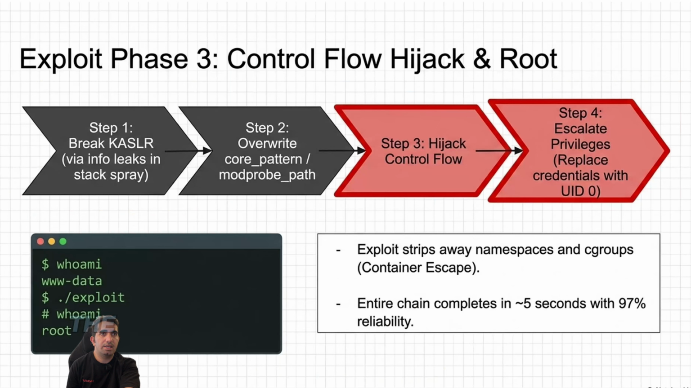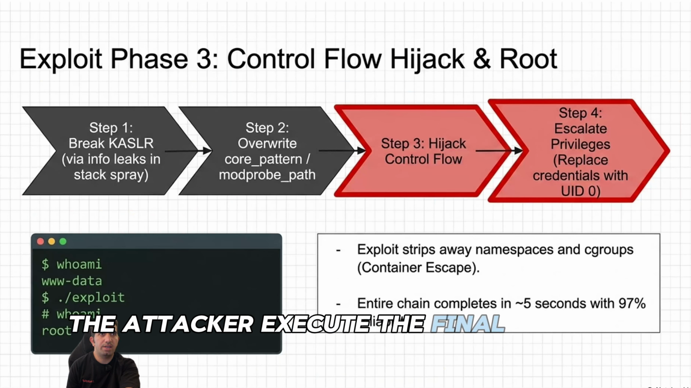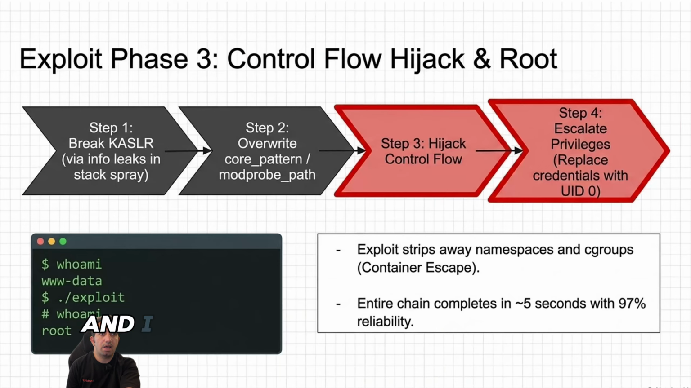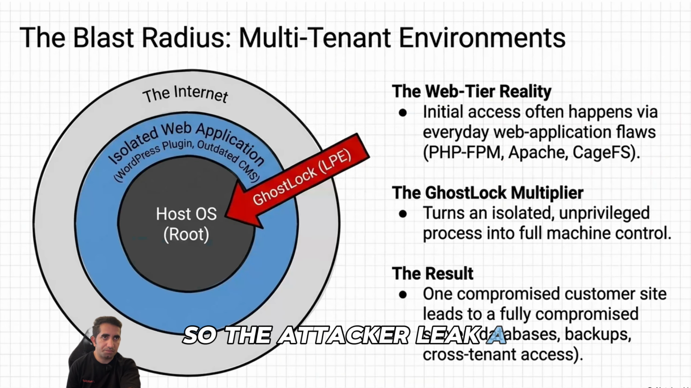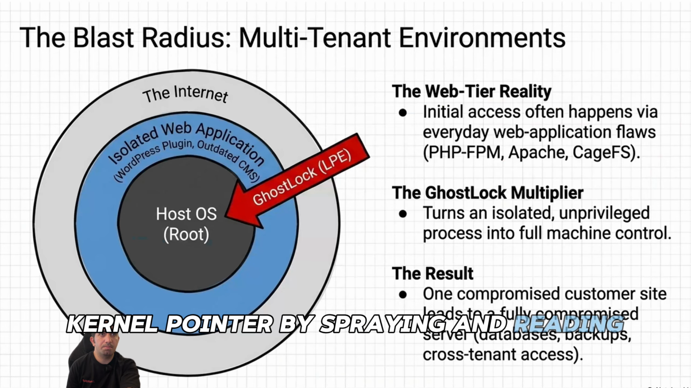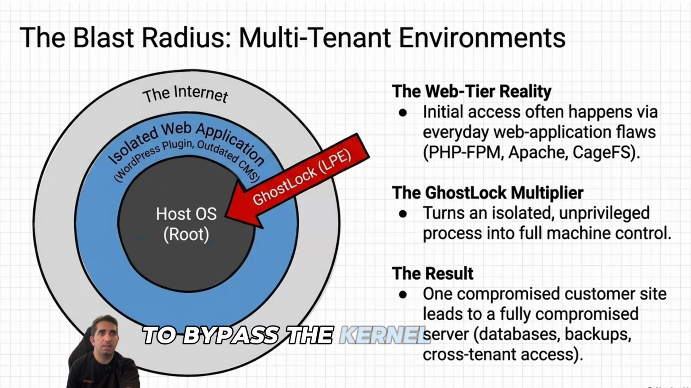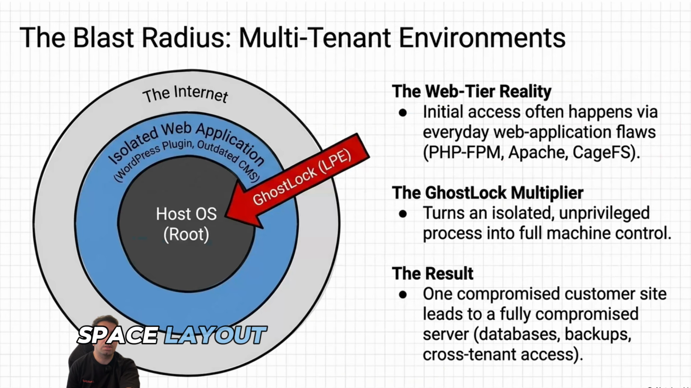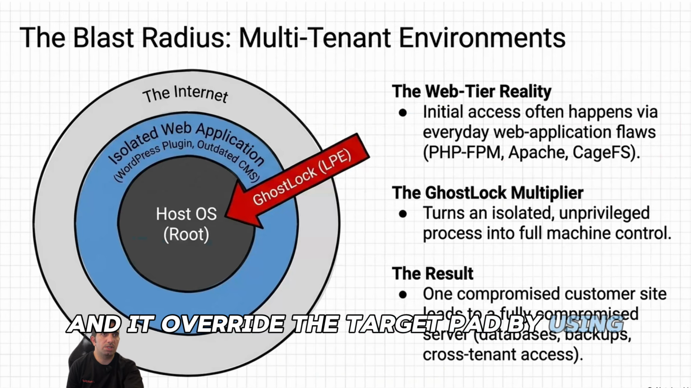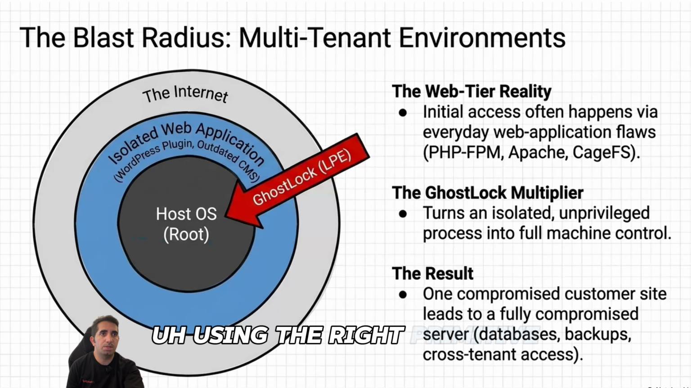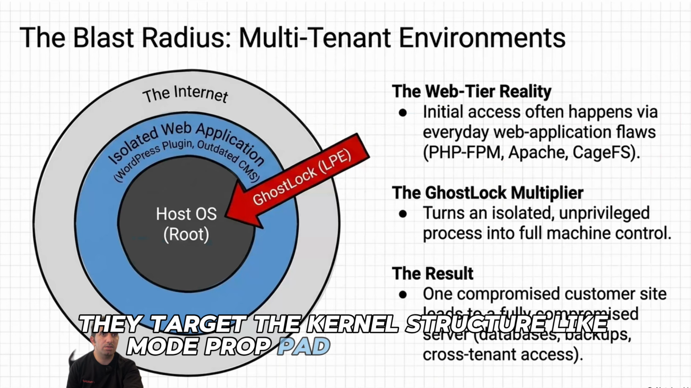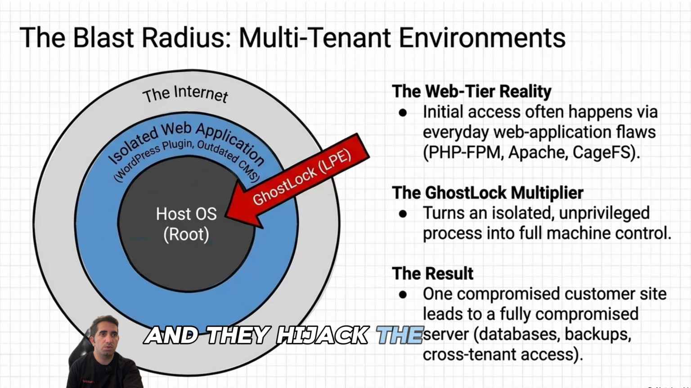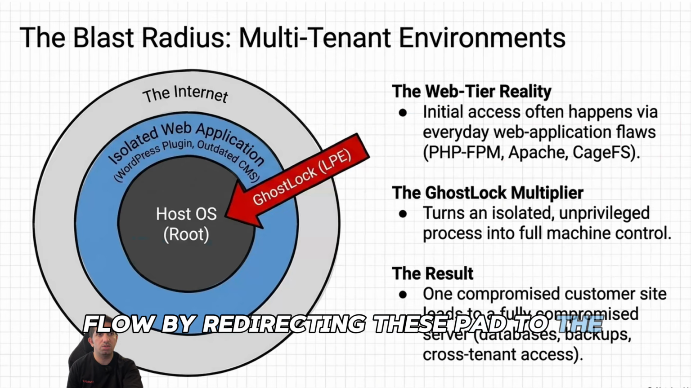So with a constrained write, the attacker executes the final exploit chain. For example, it breaks KASLR. The attacker leaks kernel pointers by spraying and reading back the stack values to bypass kernel address space layout randomization, or KASLR. Then it overrides the target path by using the write primitive. They target kernel structures like modprobe_path or core_pattern, and they hijack the control flow by redirecting these paths to a user space helper.